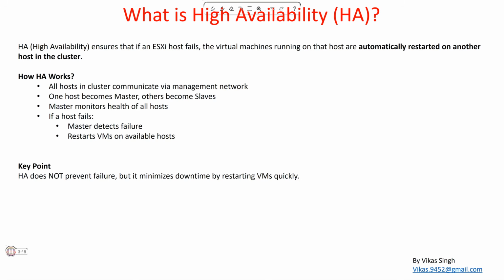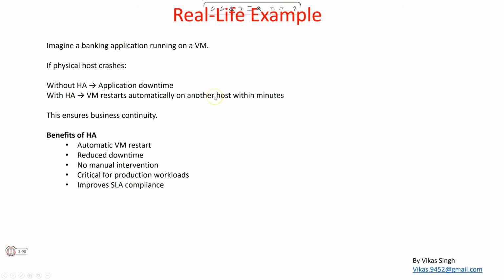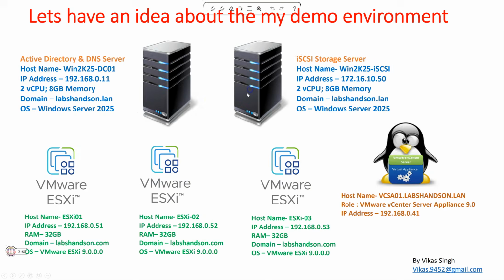Key point to understand: HA does not prevent failure, but it minimizes the downtime by restarting the virtual machine quickly on the available healthy nodes in the cluster. Let's understand a real life example. Imagine a banking application running on a virtual machine. If the physical host crashes, without HA, the application will go down. With HA, VMs automatically restart on another host within a minute, so business can continue. The benefits of HA are automatic VM restart, reduced downtime, no manual intervention, and it is critical for production workloads and improves SLA compliance for the infrastructure overall.